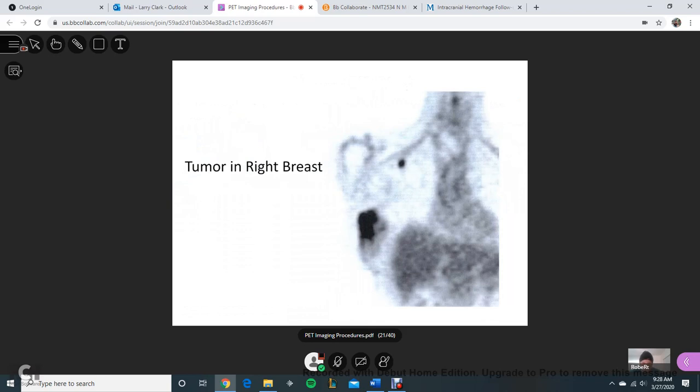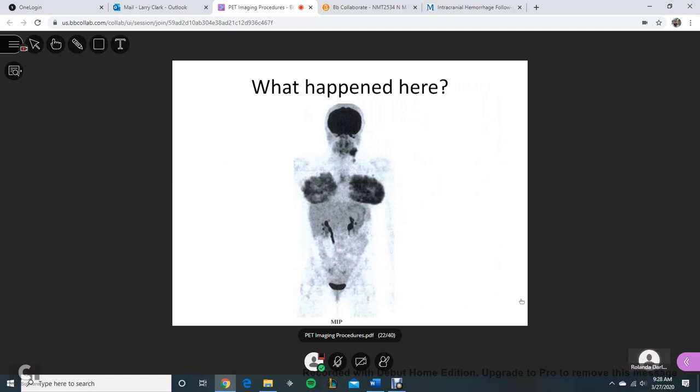This is the tumor in the right breast. I think your picture might be better than mine. It's kind of blurry. All right, so what happened in that picture? What do you think is going on in that picture?